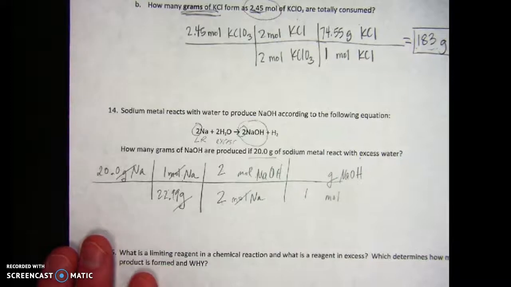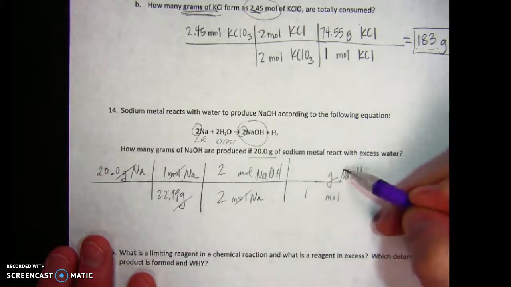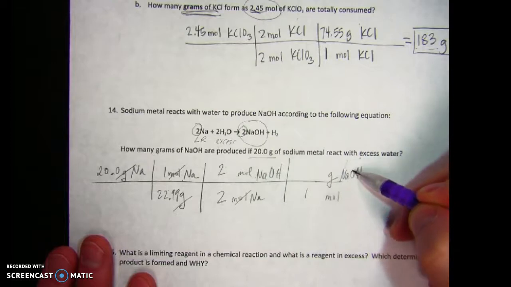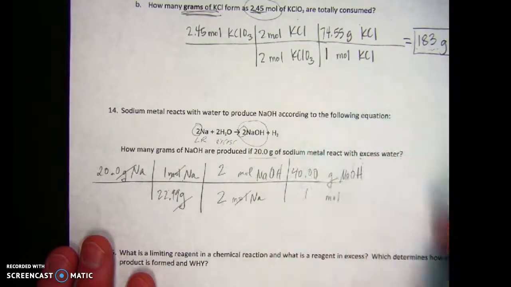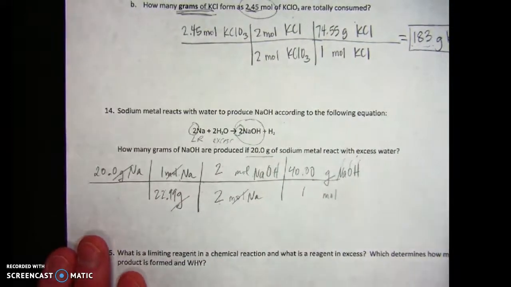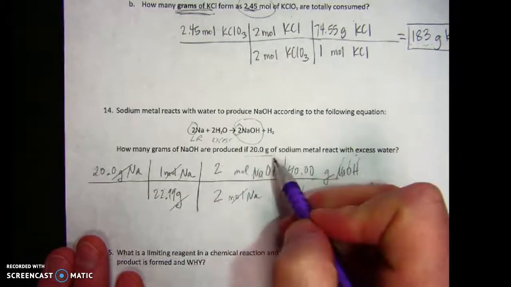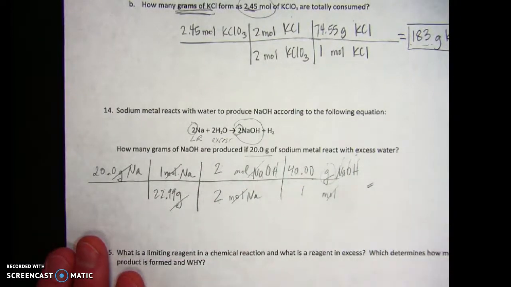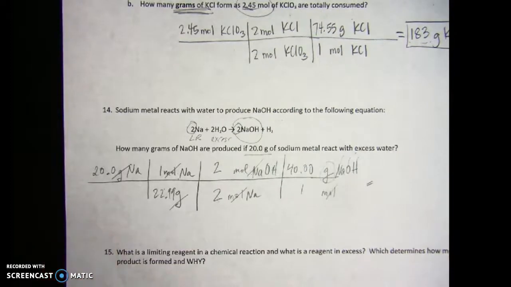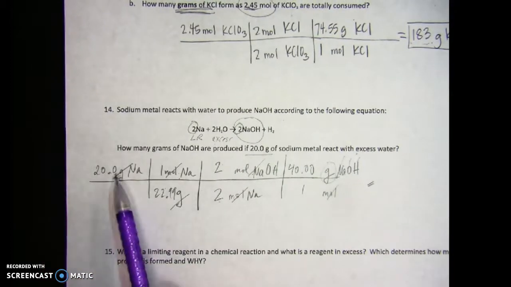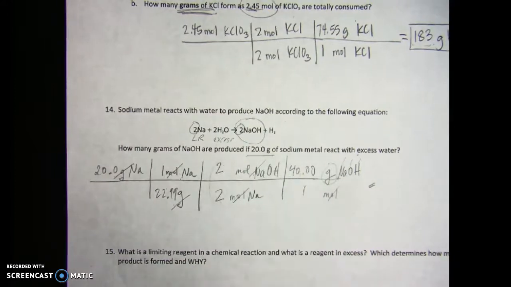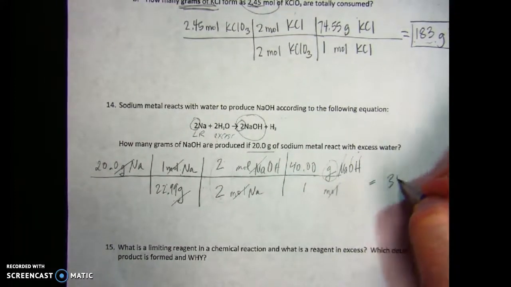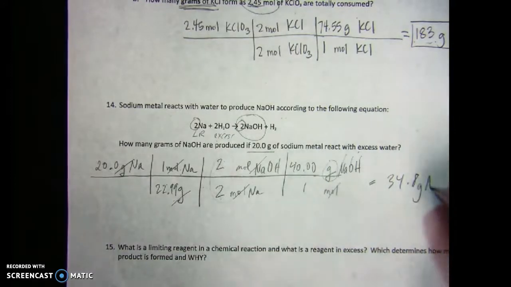How many grams of sodium hydroxide are in 1 mole? I add up the weights of individual 1 sodium, 1 oxygen, and 1 hydrogen, and you should get 40.00 when you add all of those elements' weights together. The only unit that does not cancel is grams of sodium hydroxide, so we're done. On my calculator, I take 20 divided by 22.99. I can ignore the 2 over 2 and multiply by 40. That gives me an answer of 34.8 grams of NaOH.